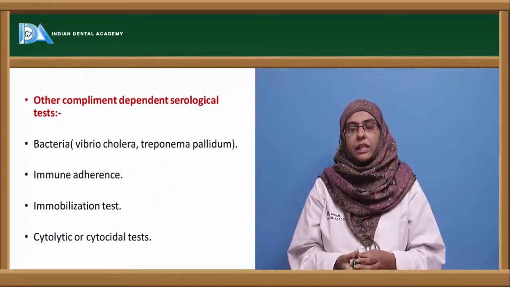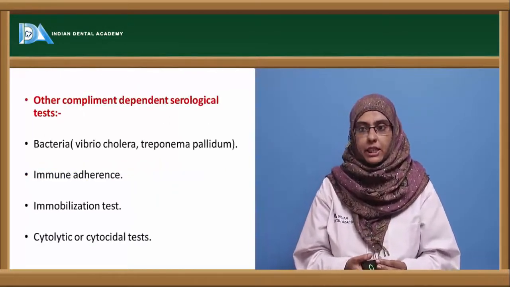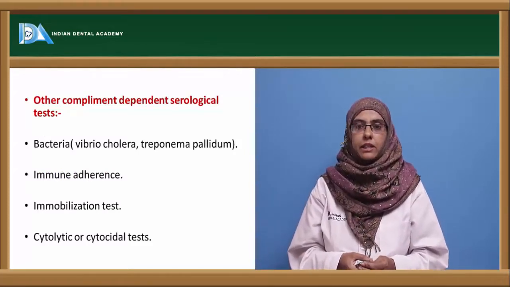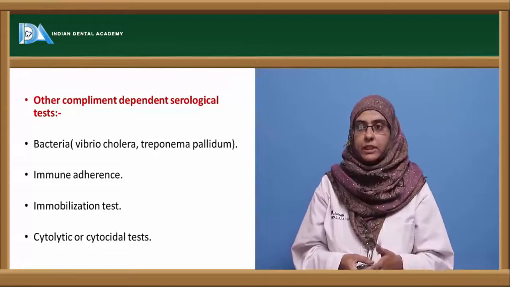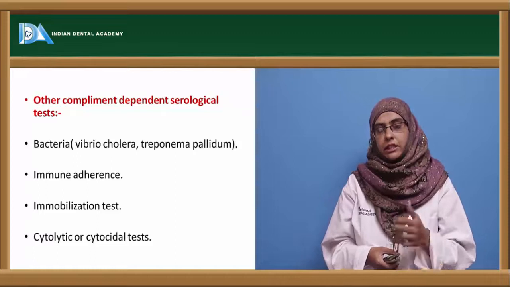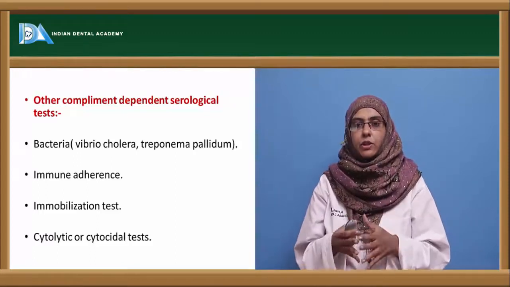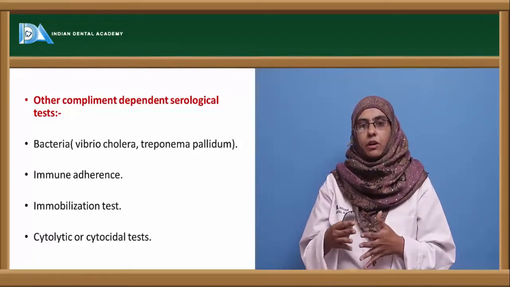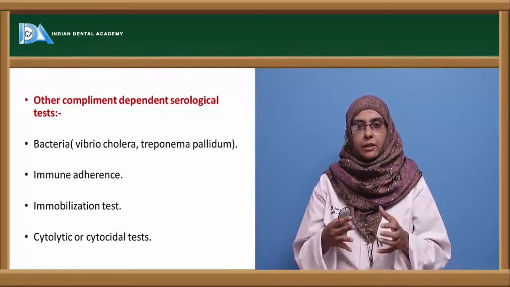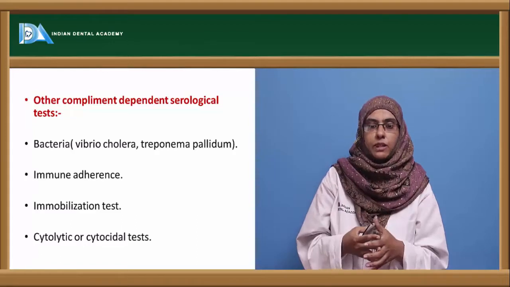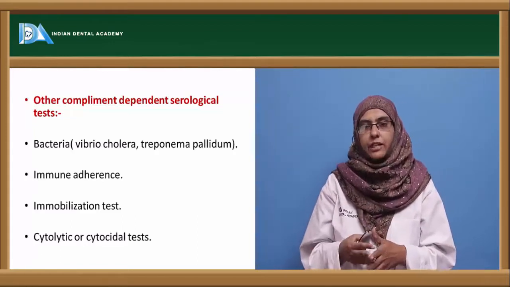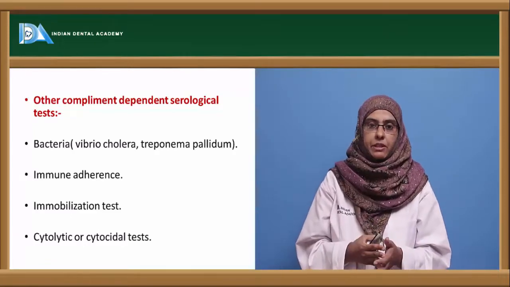Now coming to the other complement dependent serological tests. Here you can identify the bacteria that are involved in in vivo pathogenesis, such as Vibrio cholerae or Treponema pallidum, and the test is called immune adherence. Here a mixture of the antigen and antibody along with the complement is added, and if there is immune adherence, there is a formation of a complex between these three.